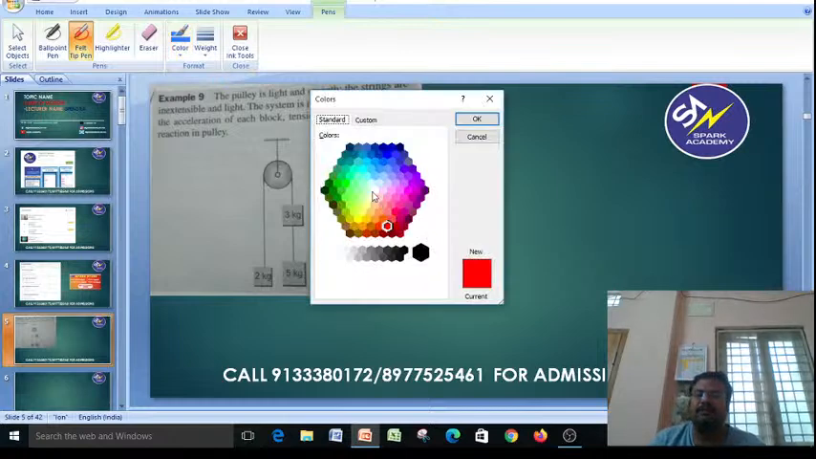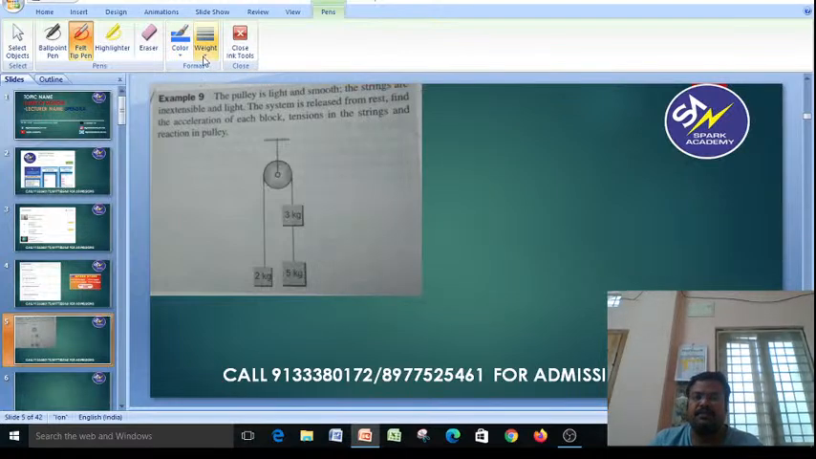Let us check based on the given question. The question is in front of you. The pulley is light and smooth. The strings are inextensible and light. The system is released from rest. Find the acceleration of each block, tension in the strings, and reaction in the pulley. Let us check how it exists.